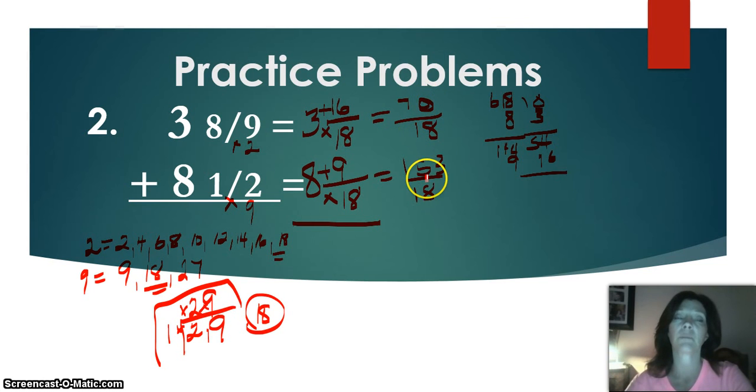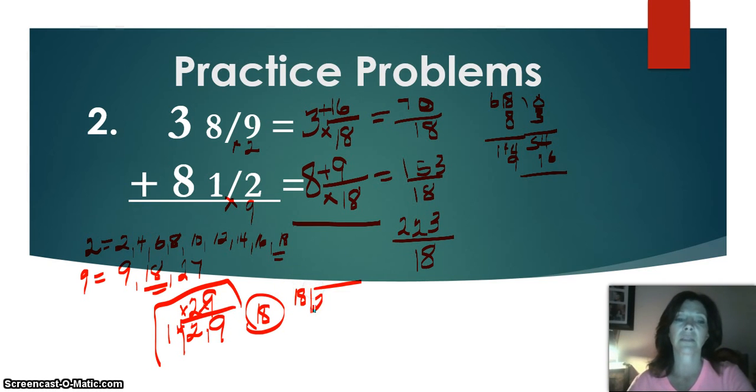Now you're ready to add both of these together. Your denominator is going to stay the same because denominator always stays the same. You have 153 plus 70. 0 plus 3 is 3. 7 plus 5 is 12. Carry your 1. You have 223 over 18. Now remember, the division sign looks just like the fraction sign, so 18 divides into 223. We simply need to do that.